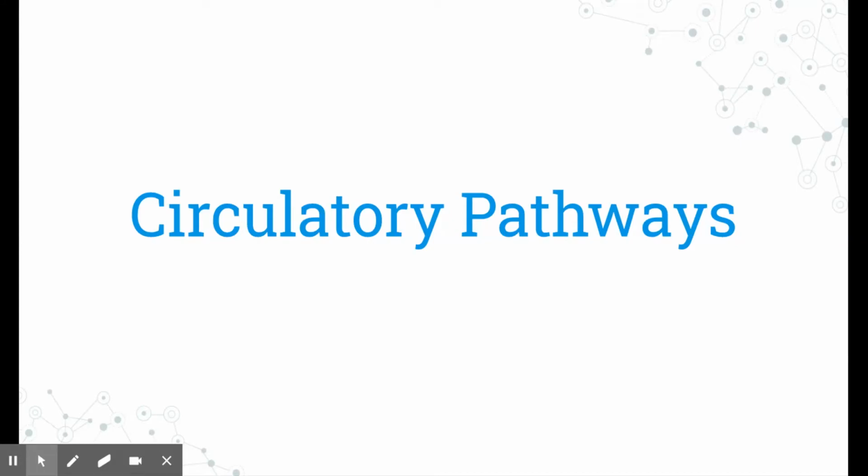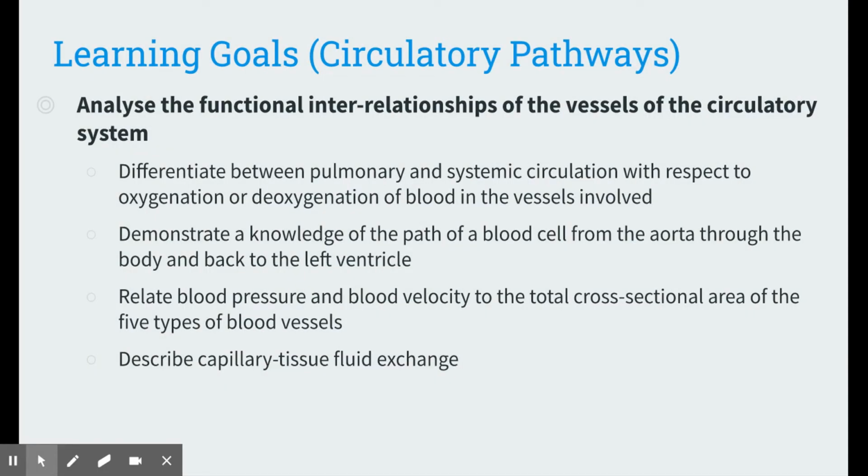This is topic 2 in the circulatory system, talking about circulatory pathways. Goals for this topic are to be able to describe the relationship between the vessels in the circulatory system and the pumping muscles of the heart, talking about the pathway of blood through the body as it travels from the heart to the lungs for oxygenation, back to the heart, and then out to the body to deliver that oxygen and pick up carbon dioxide.